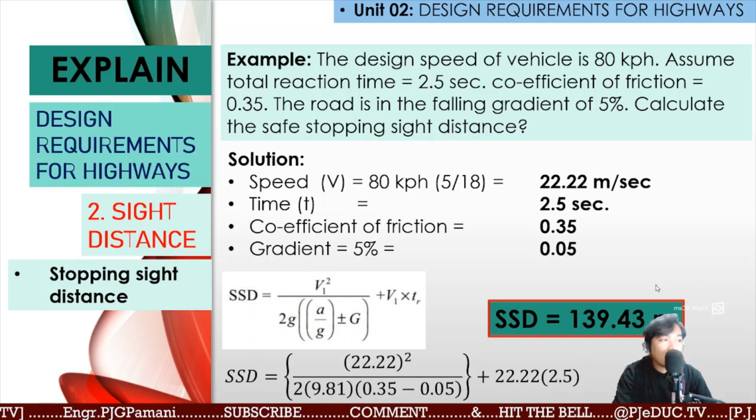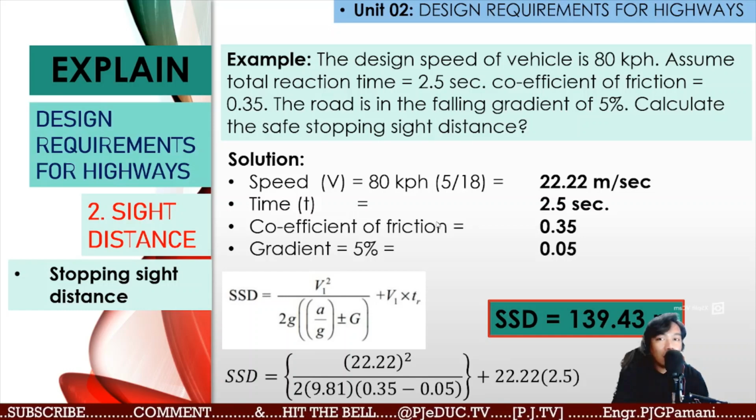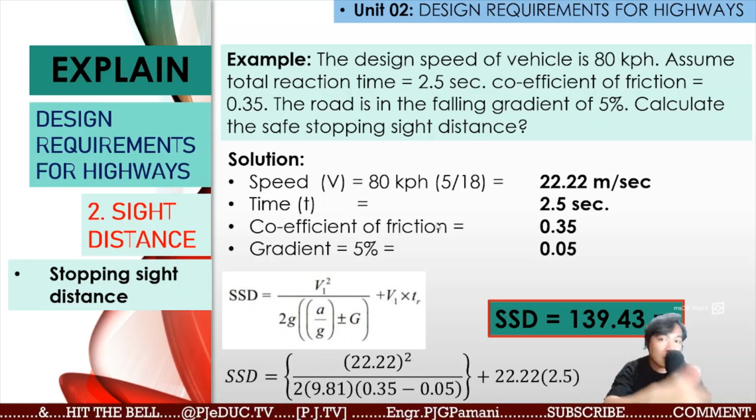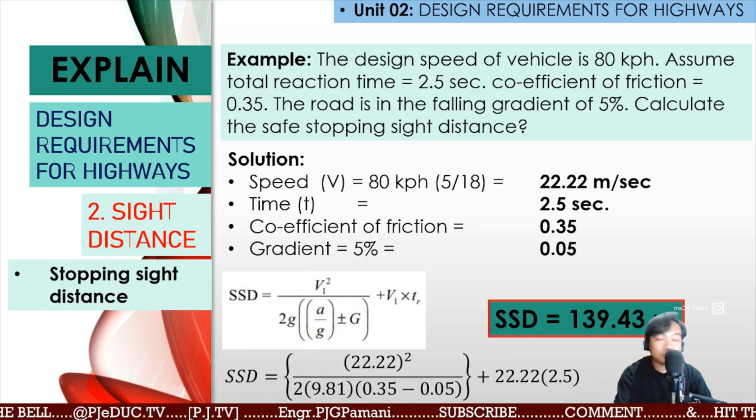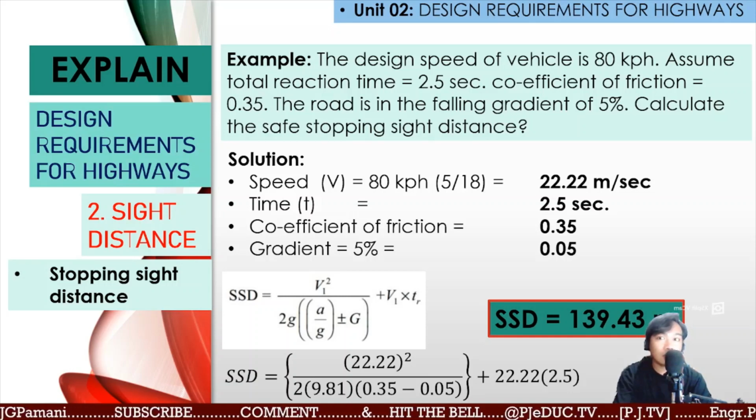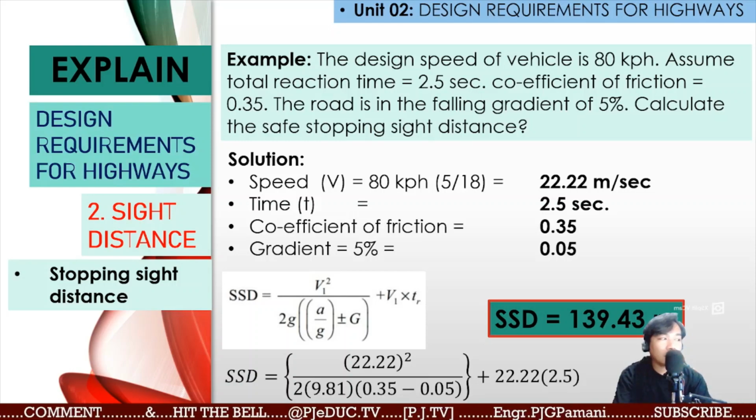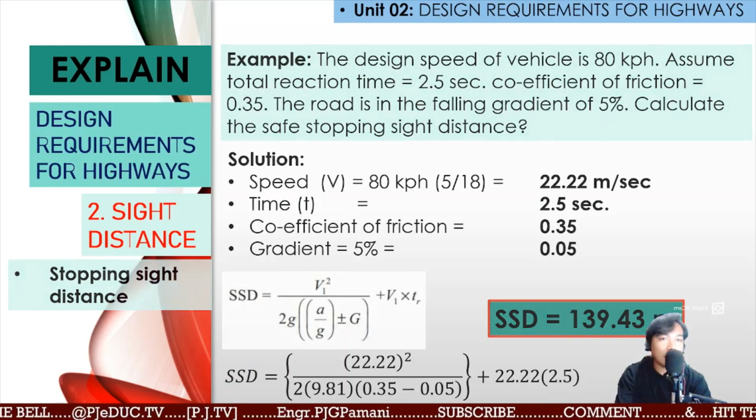Okay? This is now our stopping sight distance before our driver stops and reacts if there is an obstacle or an opposing vehicle. Okay, 139 meters. Actual 139, no? Or 135 to be exact. But in terms of our solutions, later on, use the one with decimals.